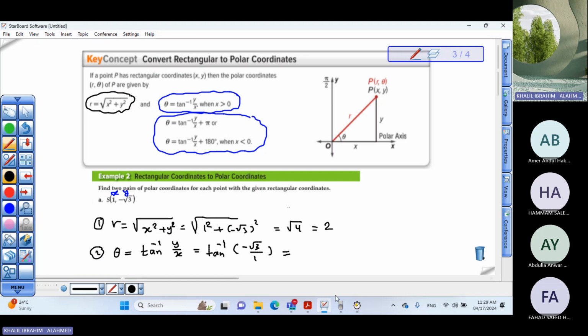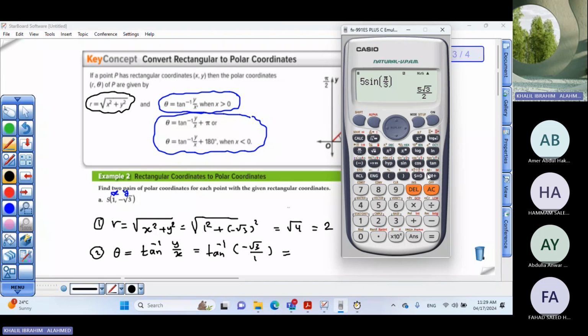What is the answer? You can use a calculator to find this. Shift tan. Don't forget to convert the calculator to degree: shift mode 4. Then negative radical 3 over 1, because some students need to solve it in detail. What's the answer?